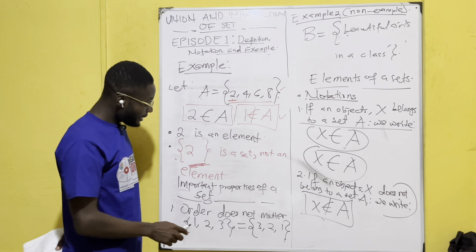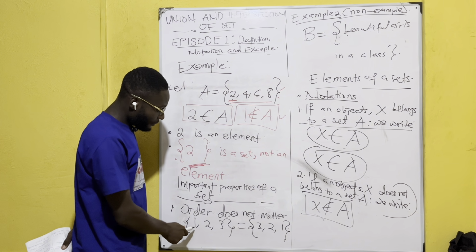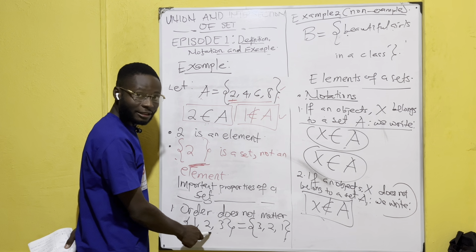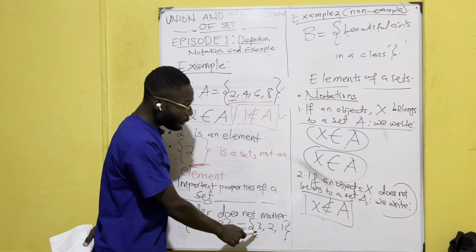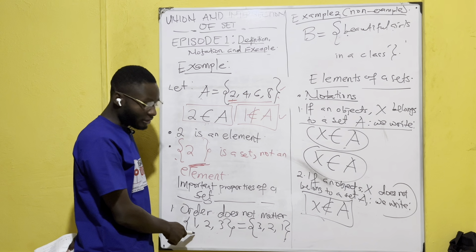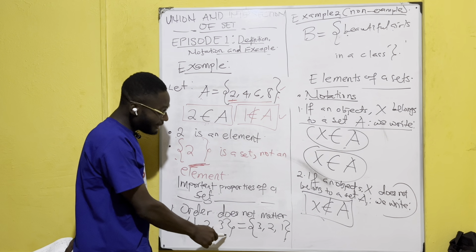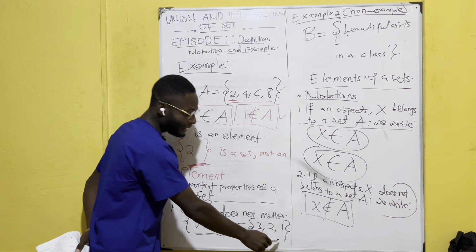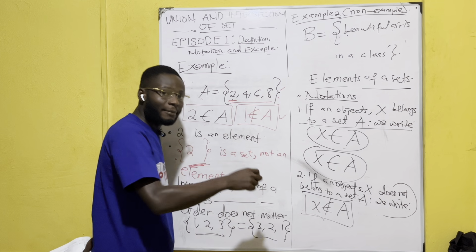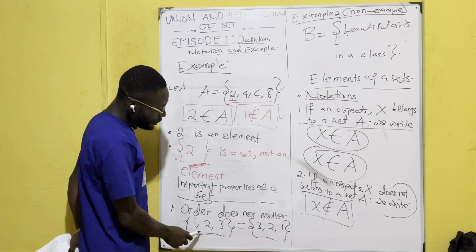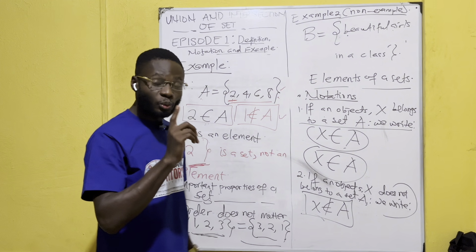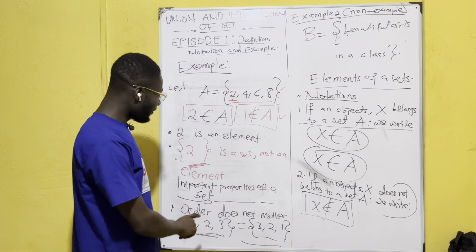You can see that we have 1, 2, 3 in this order, but in here it is arranged in descending order. In here, it has been arranged in what? Ascending order. So it doesn't mean this is not a set. This is a set and this is a set, and they are all the same because they have the same elements inside. So this is a set and it is equal to this. That is one key property of a set.